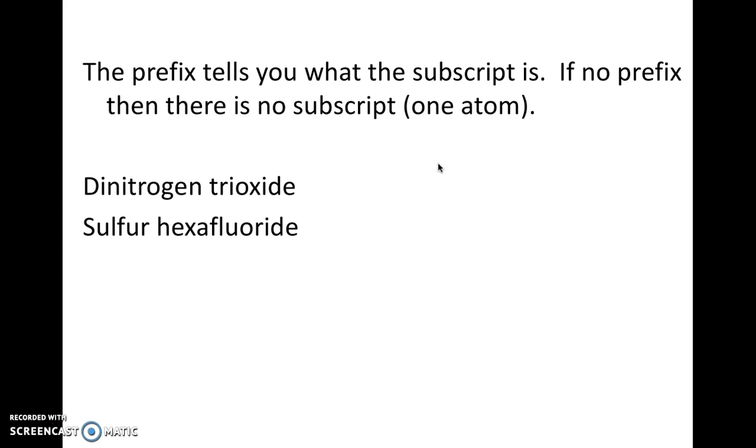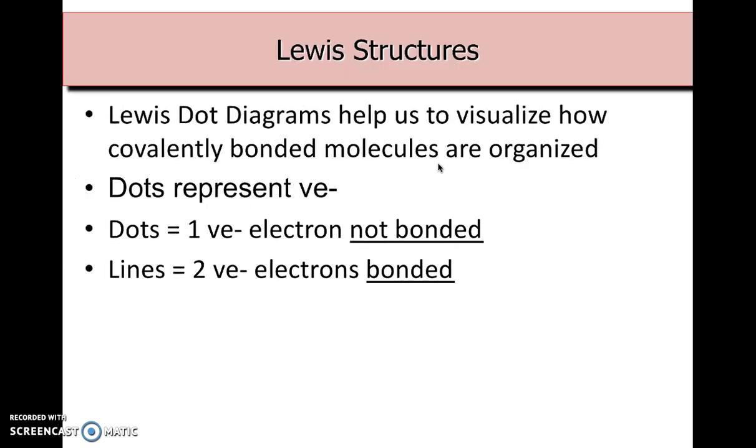So we can go from name to formula as well. We see dinitrogen trioxide. So dinitrogen means we have two nitrogens. Trioxide means we have three oxygens. So we get N2O3. We do not have a prefix on this sulfur, which means that there's only one of them. Hexa as a prefix is 6, so that means that we have 6 fluorines. So we get SF6.